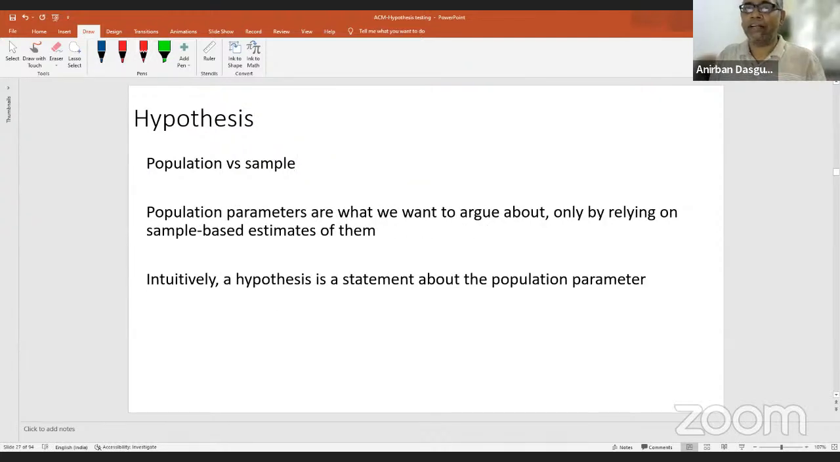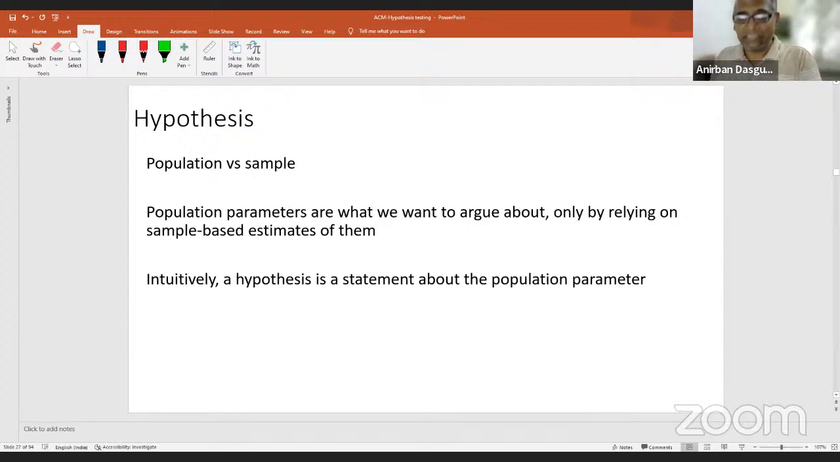Just to remind you, here is how we frame a hypothesis. There's a population. Ideally, if I had infinite resources, we would ask everybody in the population and get the answer. That is, of course, not possible, because the population might even be infinite.